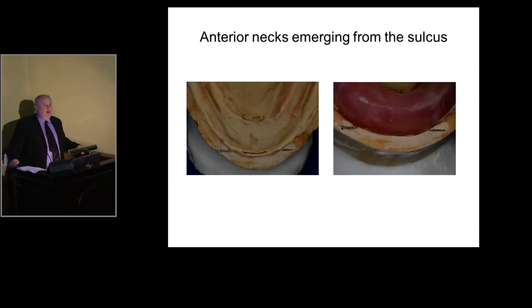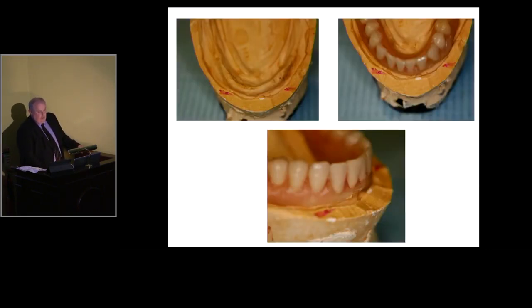Where should the lower anterior teeth be? The necks should be coming out of the sulcus. If the necks of the lower teeth are too far forward, we're going to have a situation where the denture is getting displaced. So we want the necks of the teeth coming out of the sulcus. This is the most common denture setup problem that we see all across the board.